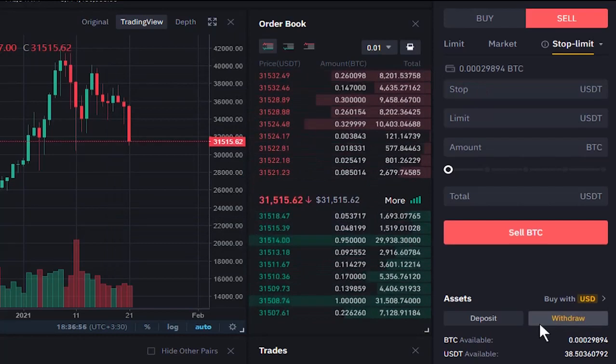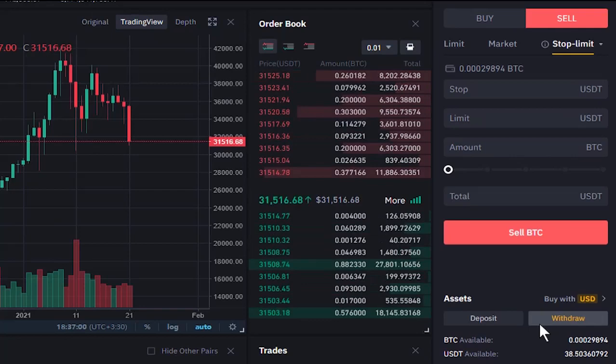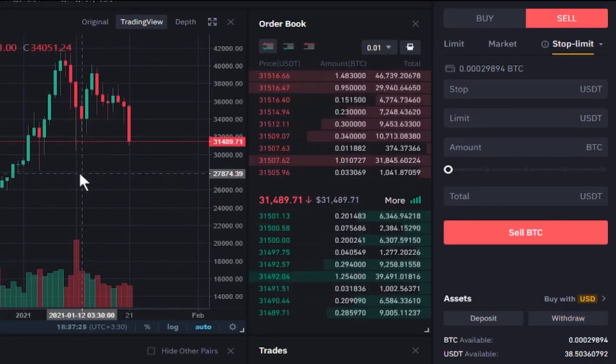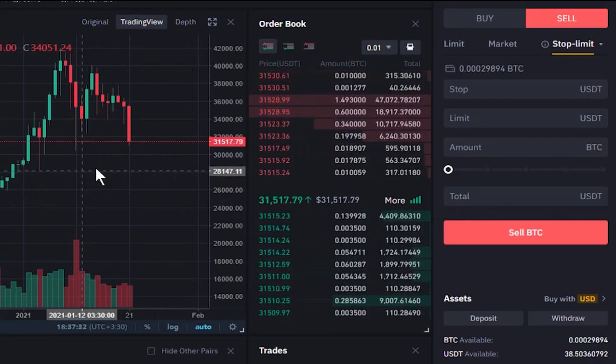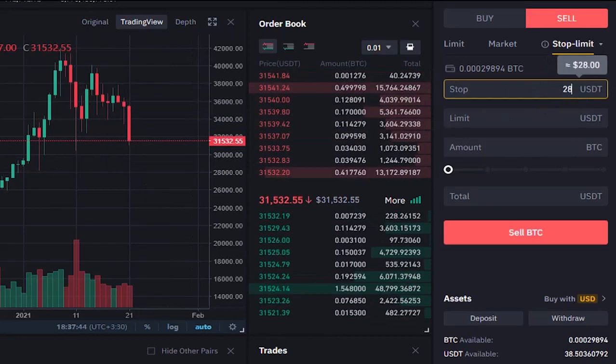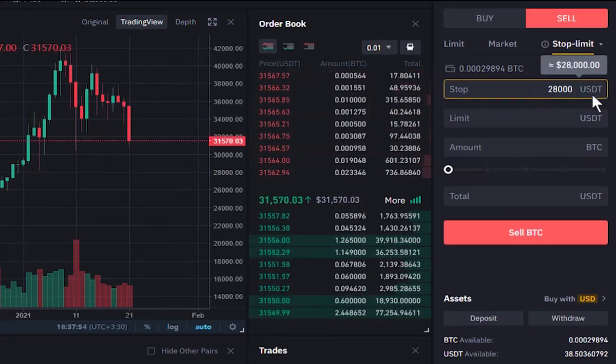The main usage of stop limit order is for managing risk, setting stop loss order specifically. Consider, for example, you want to set your stop loss here on 28,000. So we go to stop limit order, we set the stop price on 28,000. And this is the trigger for the limit order that we want to set now.